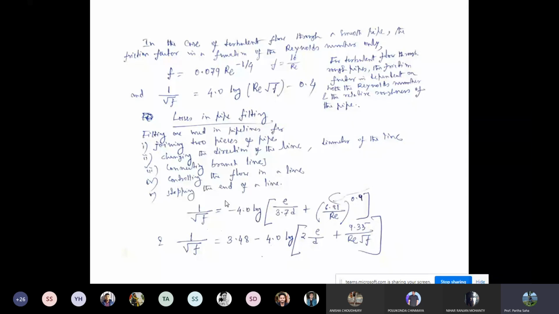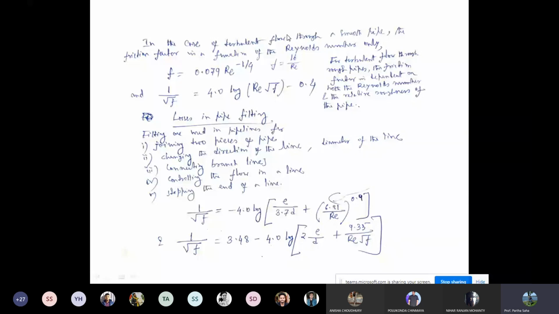So far I have discussed turbulent flow through a rough pipe. What happens when turbulent flow is through a smooth pipe? Then the relationship is: f is equal to 0.079 Reynolds number to the power minus 1 by 4, or 1 by square root of f equals 4 log of Reynolds number times square root of f minus 0.4. You can use either of these, but I think the first is easier to remember, so better you use that one: f is equal to 0.079 into Reynolds number to the power minus 1 by 4. Remember, this happens only when the flow is turbulent and through a smooth pipe. There is no surface roughness.